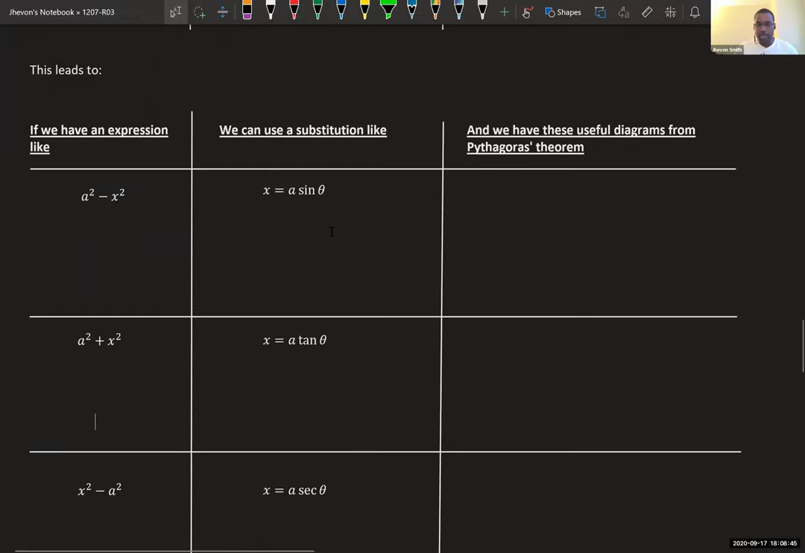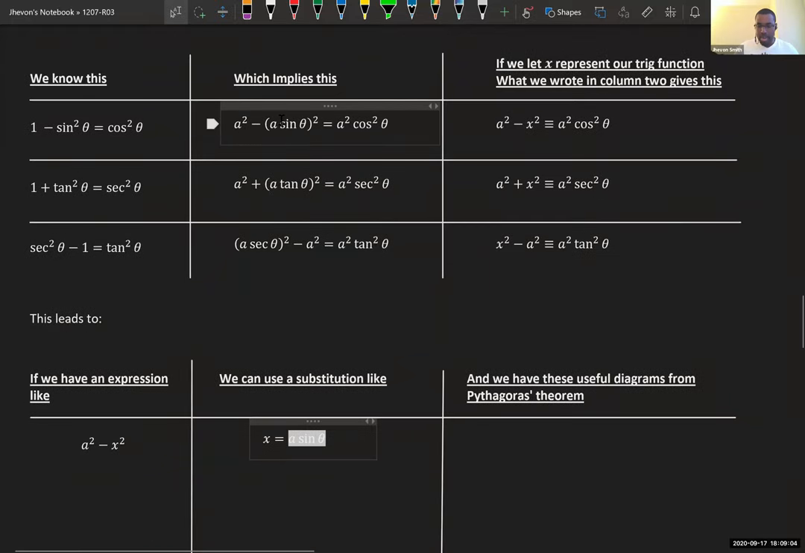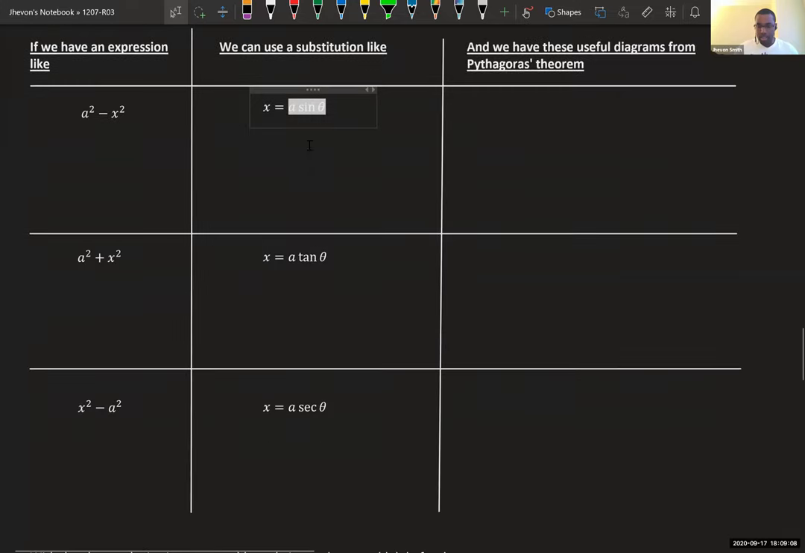Well, let's actually finish filling out this table. Let's suppose I have something that looks like a squared minus x squared. A useful substitution would be to think of the x like an a sine theta. Why? Because I know if I have an a squared minus an a squared sine squared theta, I can turn that into one term. So if I think of my x as a constant times a sine function, specifically the same constant that is the base of the constant term, that's going to allow me to simplify things.